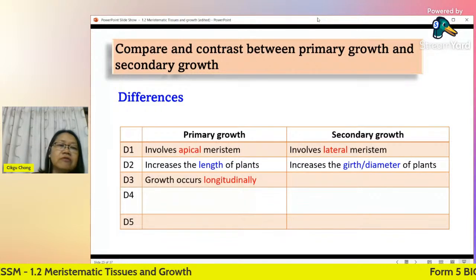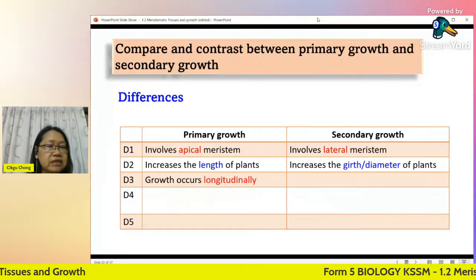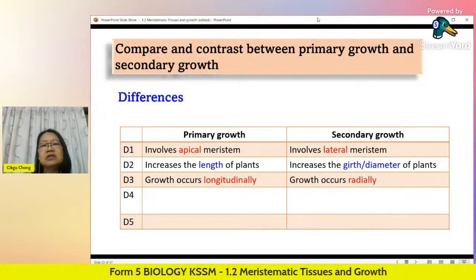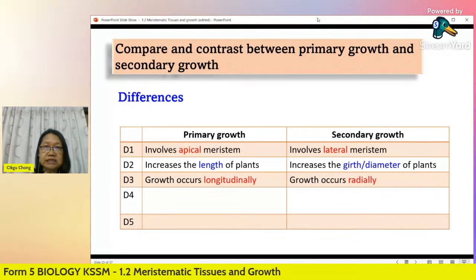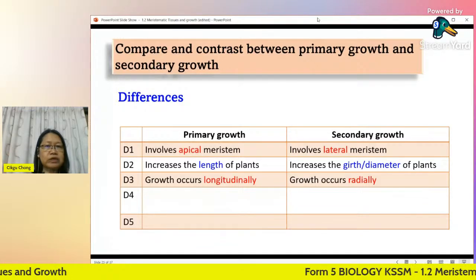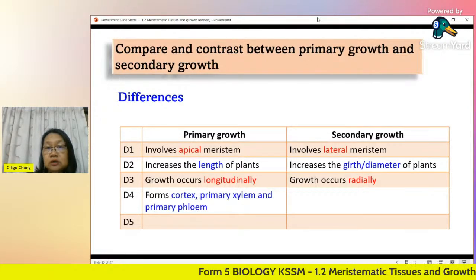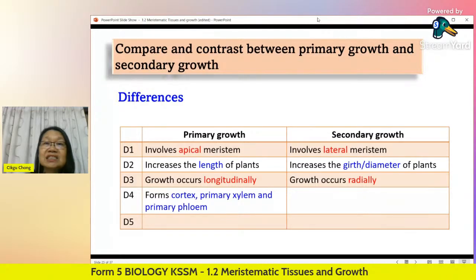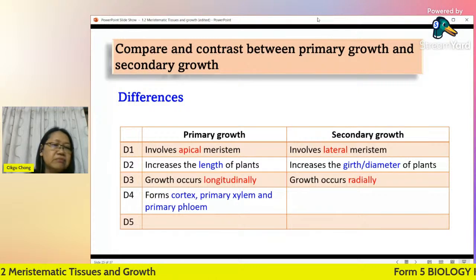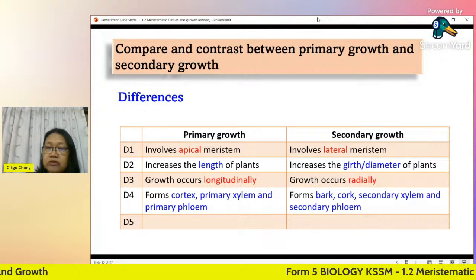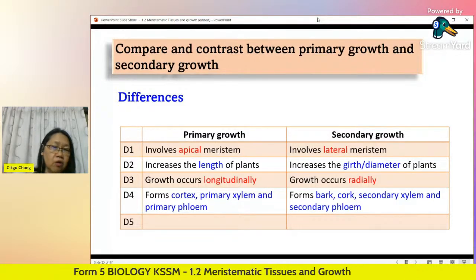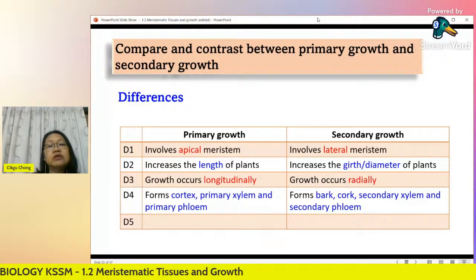Next, primary growth occurs longitudinally, that means vertically, upwards and downwards, whereas secondary growth occurs radially, that means it goes sideways, outwards, either the stem or the root. Next, forms cortex. Primary growth will make all these basic tissues, the cortex, and also the primary xylem and the primary phloem. But secondary growth will form these secondary tissues: the bark, the cork, secondary xylem and secondary phloem.